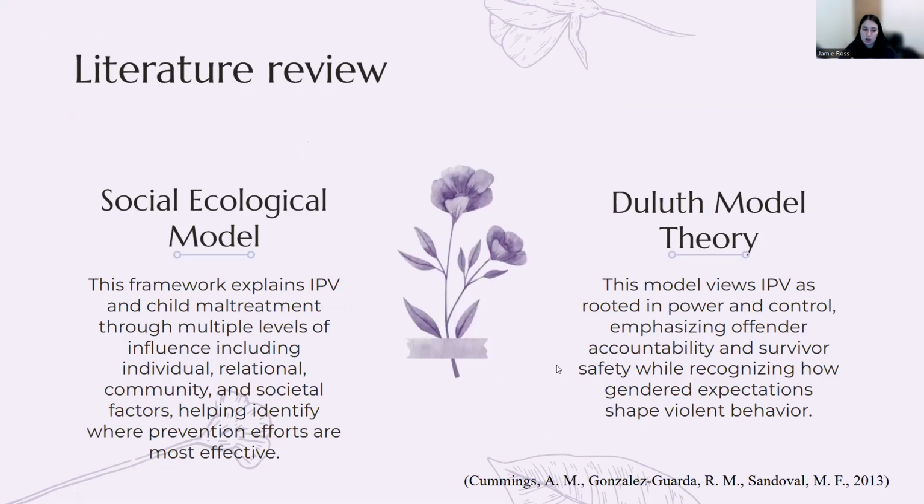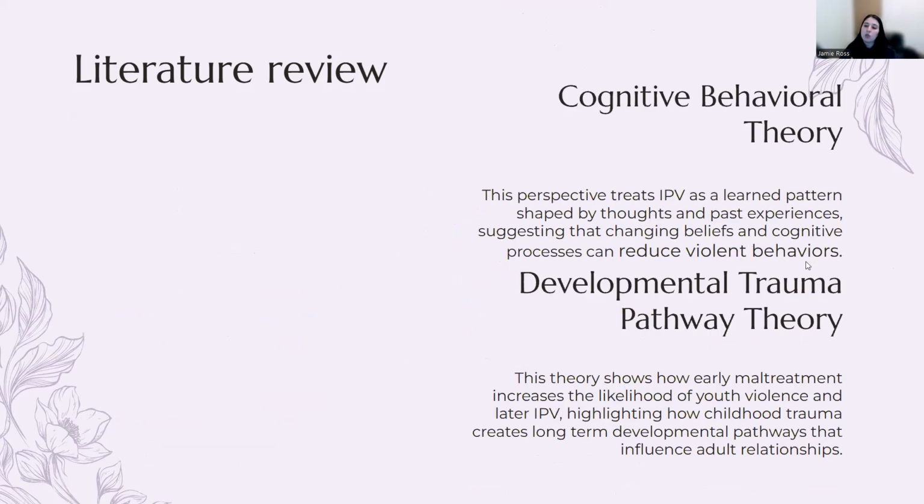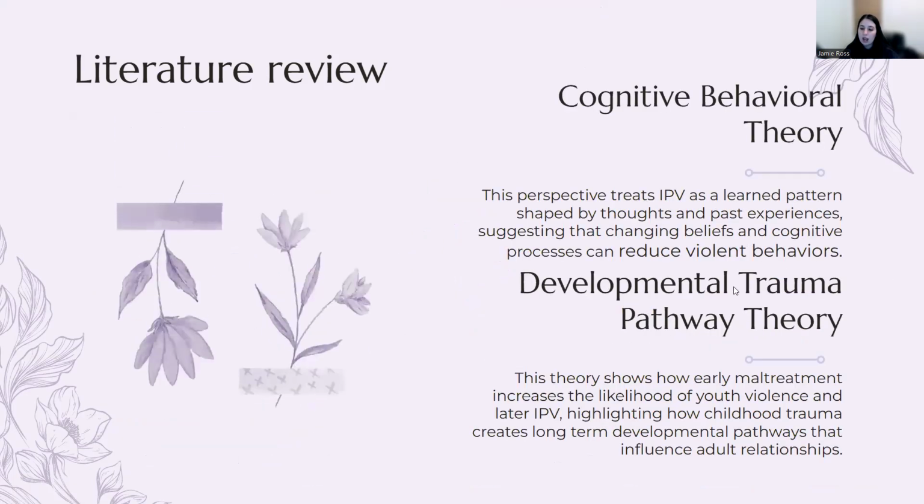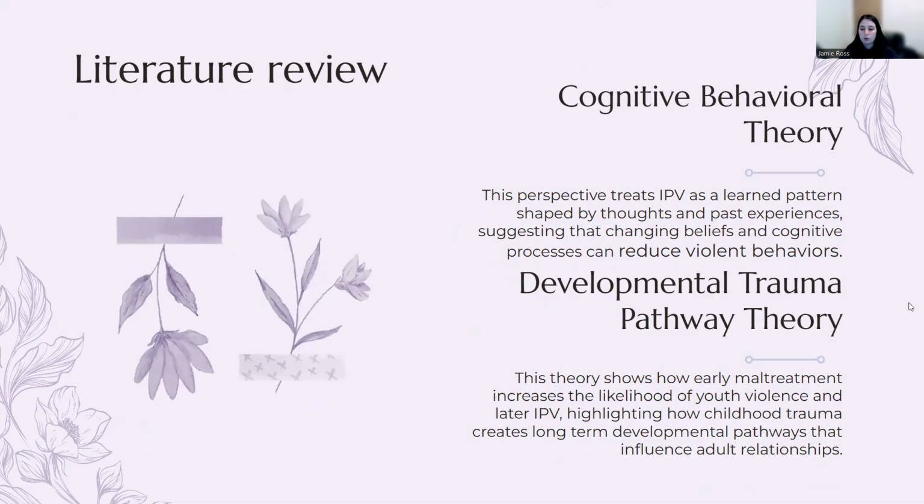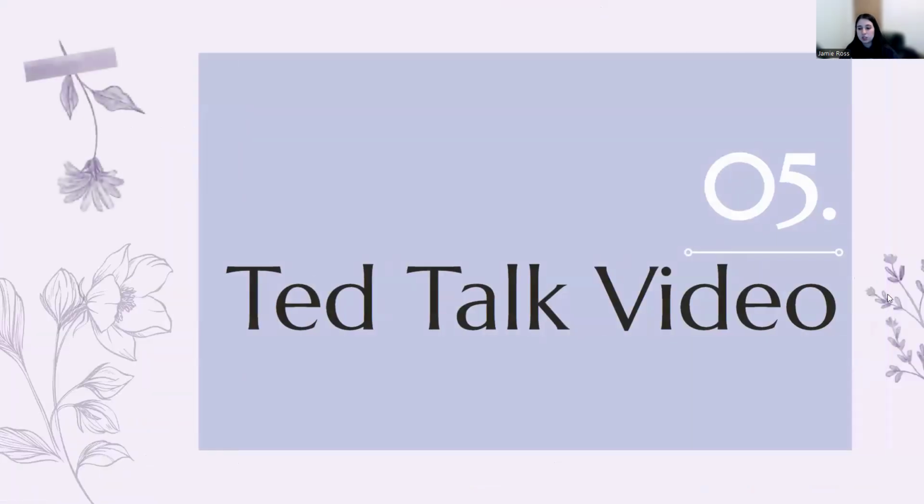For our annotated bibliography, these are just some of the theories that I grabbed out that I feel were really important: the social ecological model, the Duluth model, the cognitive behavioral theory, and the developmental trauma pathways theory. So now I will have a TED Talk video play.